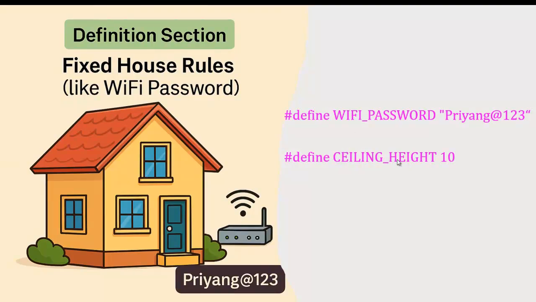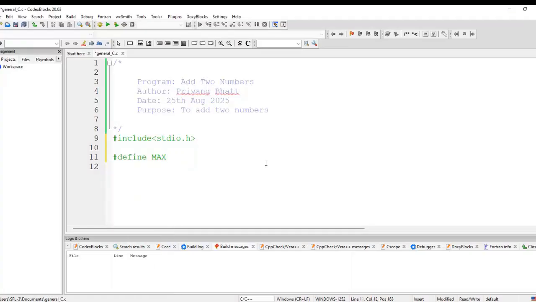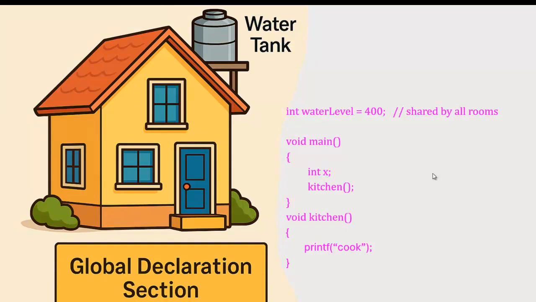So now let's code for this definition section. Let's write #define MAX_LIMIT 100, the house rule, maximum allowed number. Let's save this. Now let's move to our next section, the global declaration section, the water tank, right? A shared value for the whole house.